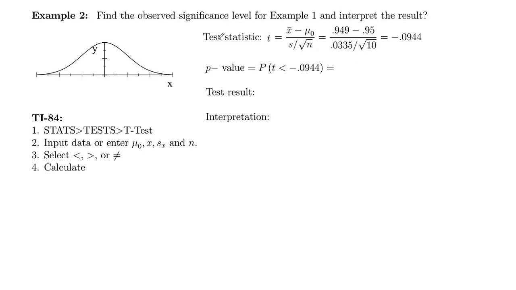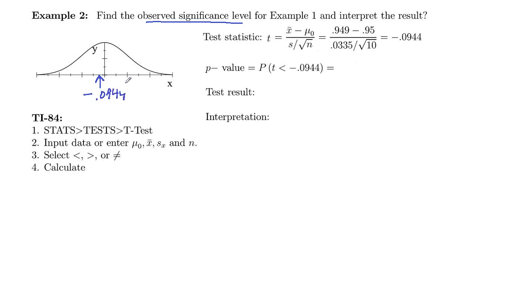So in example 2 here, we're going to find the observed significance level, or the p-value, for example 1, and interpret that result. So here's our test statistic calculated. Remember, that was negative 0.09. Here I added a couple extra decimal places. And so on the distribution, negative 0.09 would be about right here.